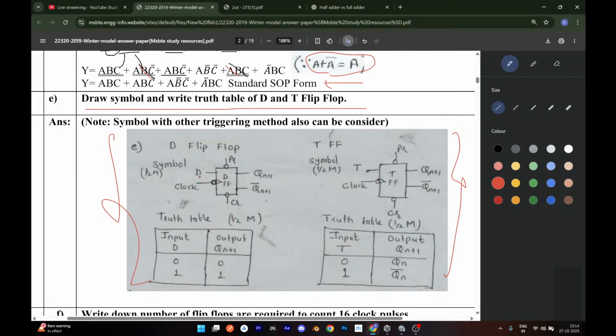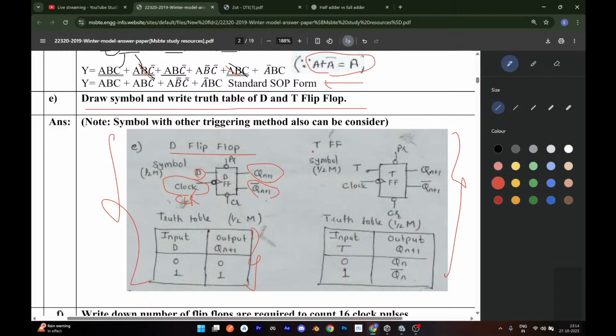First, we have written here D. D is the input which is going, and the output is Q n plus one and Q dash n plus one. Okay, then this is the clock, also known as CLK. I think so, this is clear to everyone. The short form is CLK. After that, this is the truth table for this.